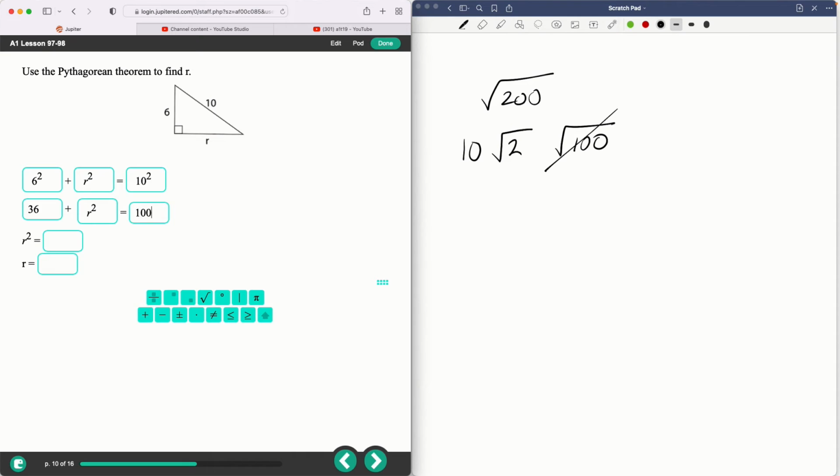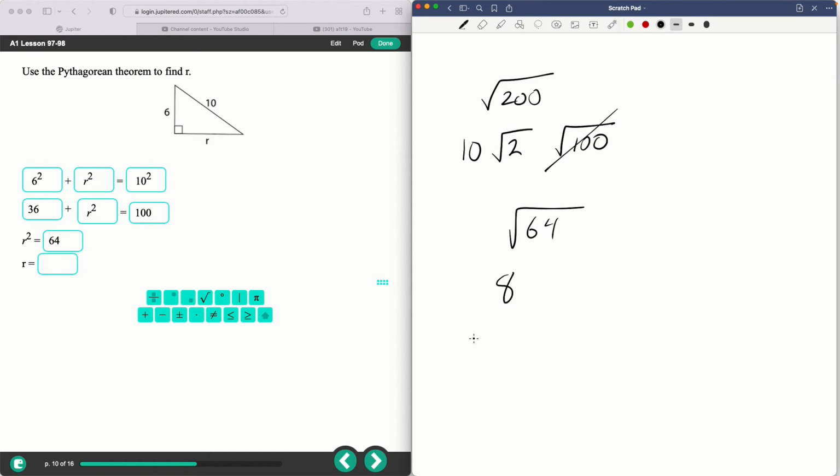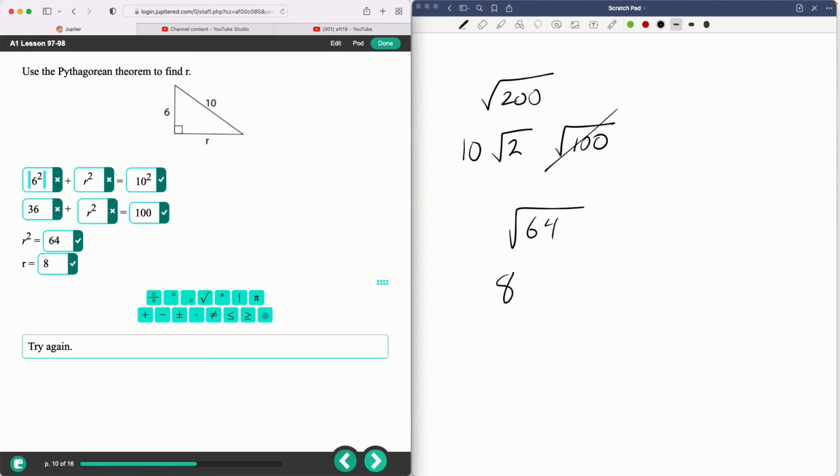It's going to give me 64 here. Square root of 64 is 8, right? So this would be 8. So now I'm going to check it, and it tells me that these are wrong. But this answer down here is right. So I did it right. I just put the sides in the wrong place.